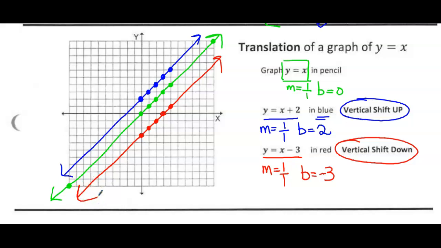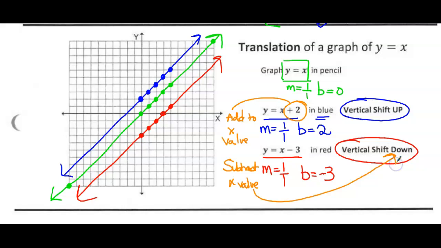But here's the thing I want you to notice. When you add to your x value, it's shifting the graph up. Okay? When you subtract from the x value, this is shifting your graph down. And these are called parent functions. So this is little tricks to the trade because you're going to be changing the way graphs go.